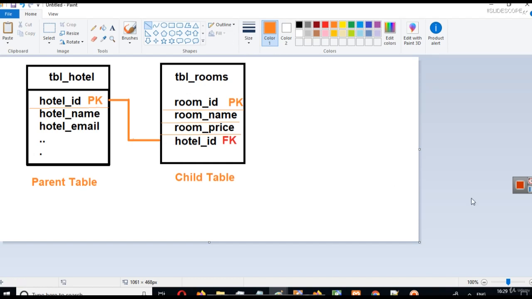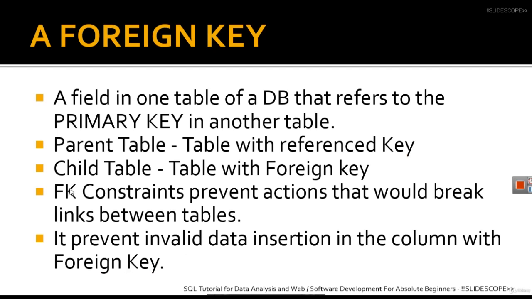Now let's see some query here and some benefits of foreign key. When a foreign key constraint is set, it prevents actions that would break links between tables. Suppose there is a room which has a reference key for a particular hotel, then we cannot delete that hotel because there are still some rooms which reference it.